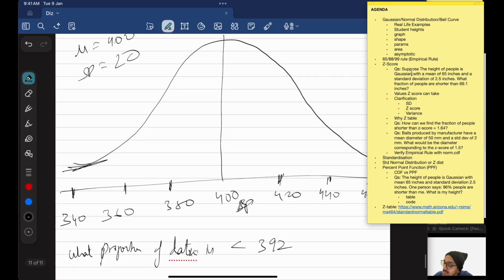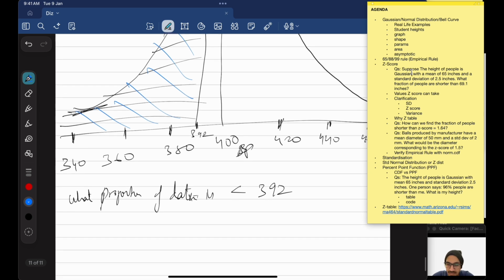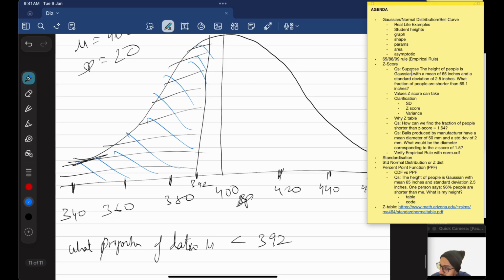So the question is asking less than 392. So let's say 392 is somewhere here. Less than 392 will be all of this data, right? It's all of this data. But in this case, the empirical rules are pretty useless, because they only tell us within particular ranges.